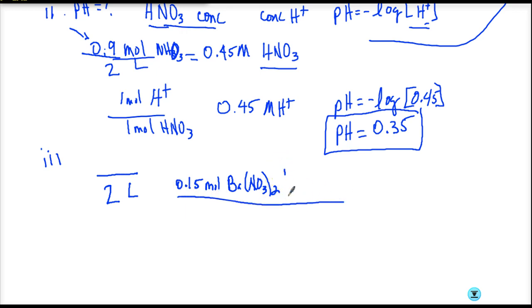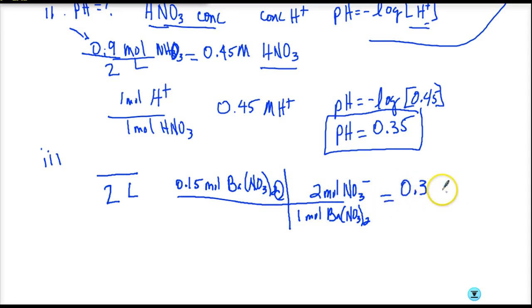And from every 1 mole of this, you get 2 moles of nitrate. Don't forget that. That's important. So you have 0.30 moles of nitrate in your 2 liters of solution. So what is then your molarity?